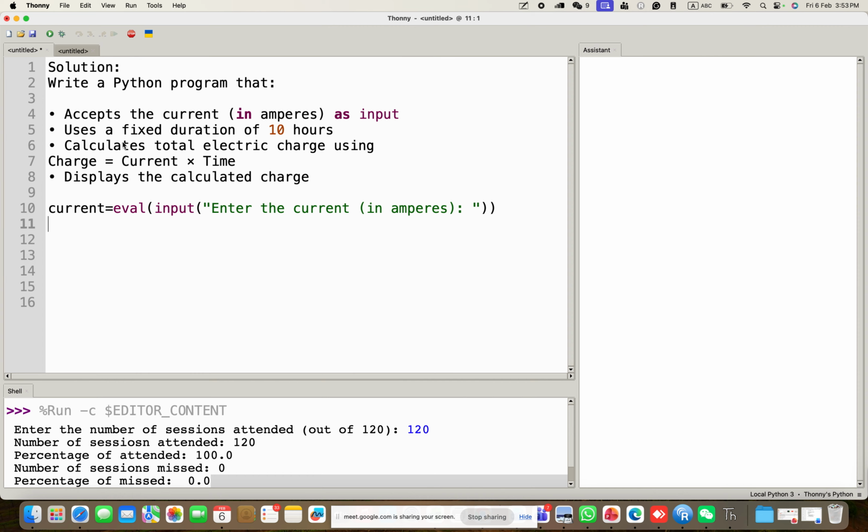Doctor, why do we use eval? Why do we use eval here? Current eval input. Okay. Eval, because did you attend the last lecture? Can I explain it to him, Doctor? Go ahead. What language? In Arabic. Yes. All right, go ahead.